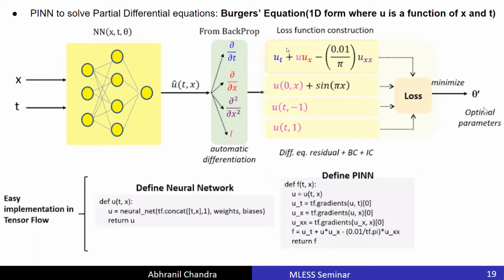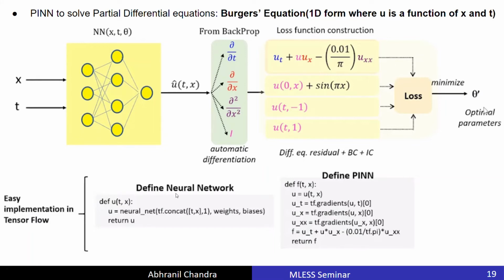We already have the data loss term. Over that, we create the residual loss term of the differential equation, the boundary condition loss terms, and the initial condition loss terms, and we take the summation of all those loss terms and then finally optimize using backpropagation and gradient descent. Now it is very easy to implement in any auto differentiation software, be it TensorFlow or PyTorch.